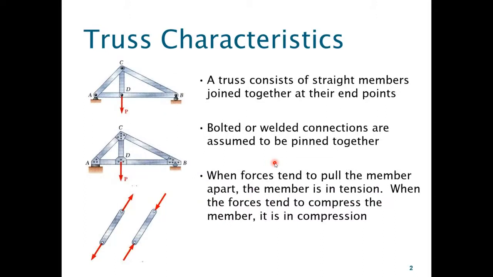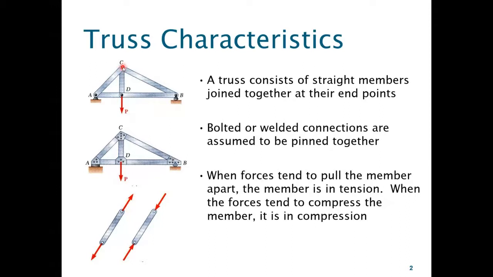Okay, so what's a truss? What are the characteristics of a truss? A truss consists of a number of different straight members, like AC, CB, AD, and DB. They're joined together at endpoints, so we can see them joined here at C, a joint at B, joint at D, and a joint at A. The members are joined together by bolted connections or welded connections.